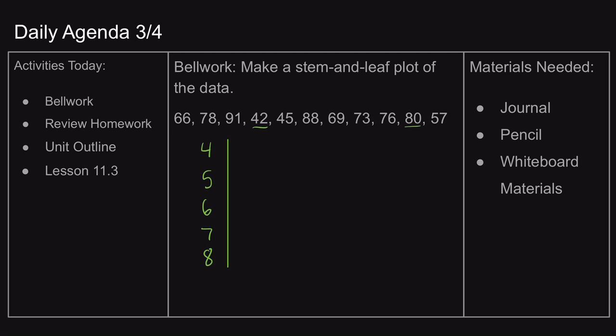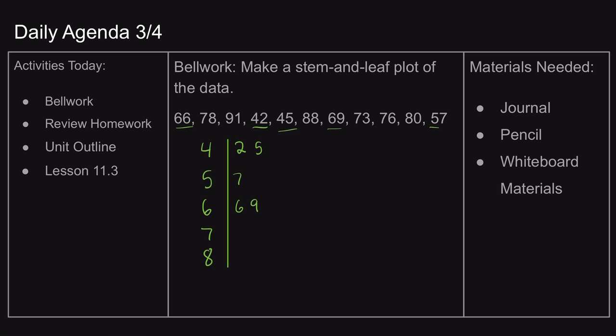Here, let me mark them off so I know I've done them. I got a 42, a 45, and I think that's all my 4s. For my 5s, it looks like I just have a 57. For my 6s, I have a 6, a 9. That's it. I'm also a little sick right now, so that's why I might have to clear my throat, might have to blow my nose, that kind of stuff.